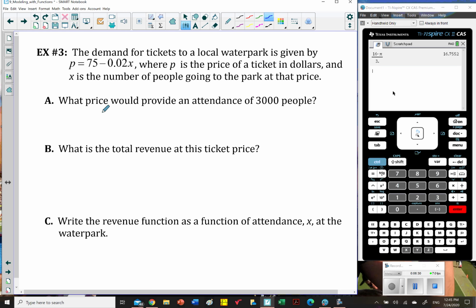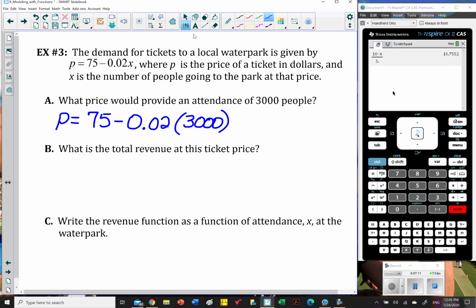So here's our first example of that. The demand for tickets to a local water park is given by this equation, and P is the price of the ticket in dollars, and X is the number of people who plan to go to the park at that specific price. So we want to know what price would provide an attendance of 3,000 people. So this is our X, the price that would generate if we wanted 3,000 people to attend.